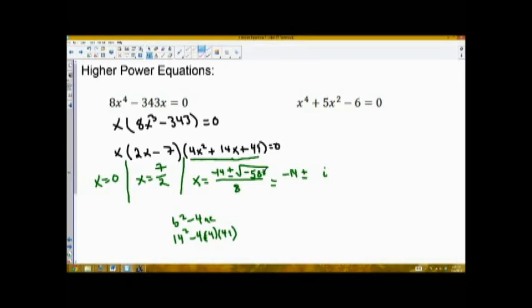And 14 squared is 196. This is 196 times 3, so it'll be 14 I rad 3 all over 8. That has a common factor of 2. So this is negative 7 plus or minus 7 I rad 3 divided by 4. Okay, so there are my three solutions: 0, 7 halves, and negative 7 plus or minus 7 I rad 3 over 4. This is my imaginary solution, and these are my two real solutions.